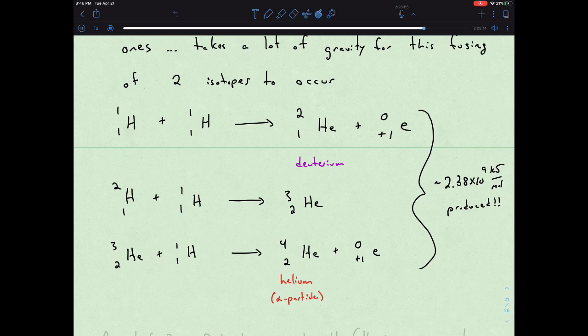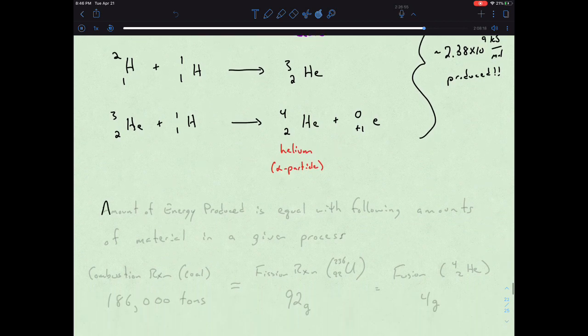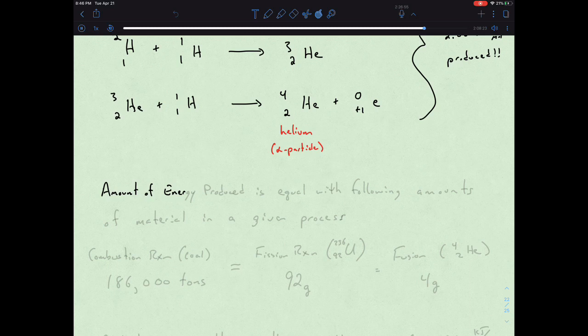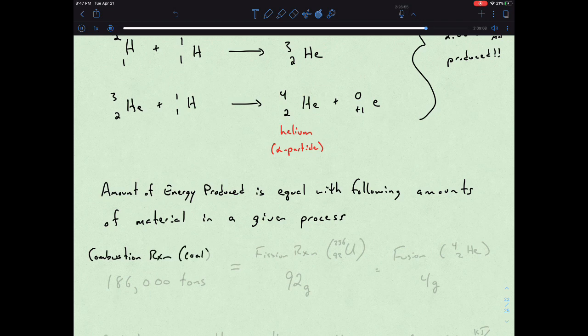And if we were to kind of compare the two, say, the amount of energy produced is basically equal with the following amounts of material in a given process. So let's expand on that, meaning the amount of energy that we would get, let's say if we were combusting coal. So looking at a combustion reaction of coal, we could produce the same amount of energy if we burned 186,000 tons.